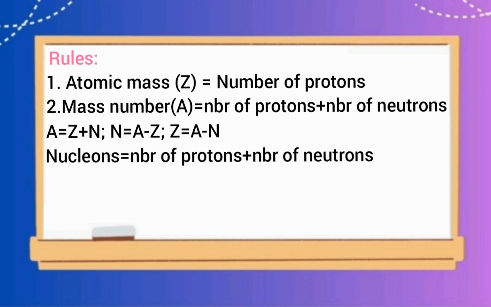And now we have very important rules to keep in mind. Atomic number, which is symbol Z, equals the number of protons. Mass number, which is A, equals number of protons plus number of neutrons. A equals Z plus N, number of protons plus number of neutrons. N equals A minus Z, Z equals A minus N. The nucleons is the number of protons plus number of neutrons.